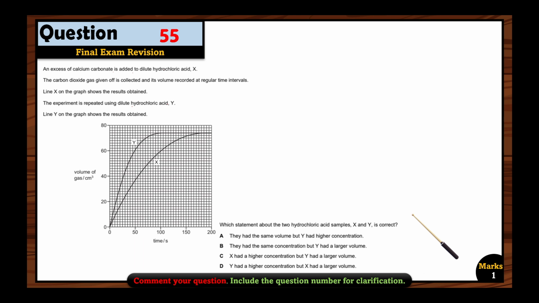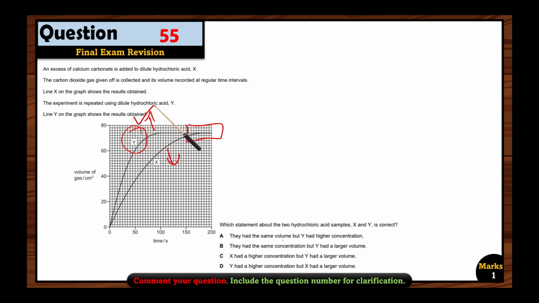Now, if you see, the rate of reaction is higher in the Y experiment, so higher rate of reaction here and lower rate of reaction there, but the end product is the same. So they had the same volume, but Y has a higher concentration.